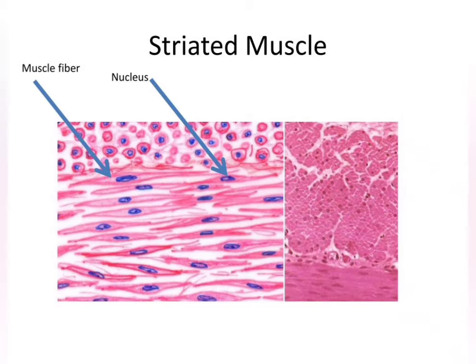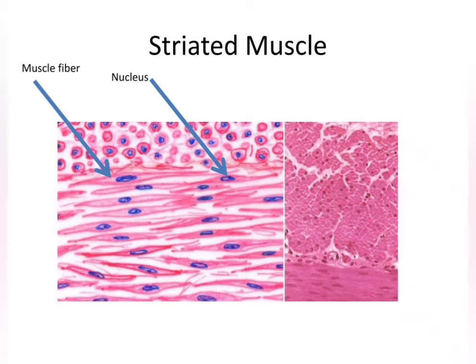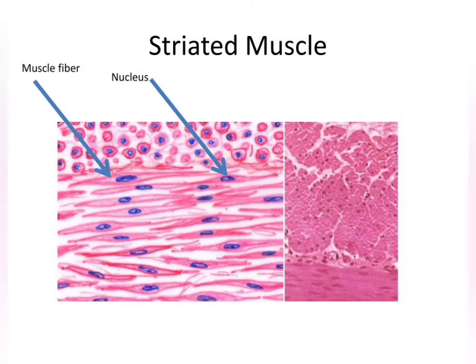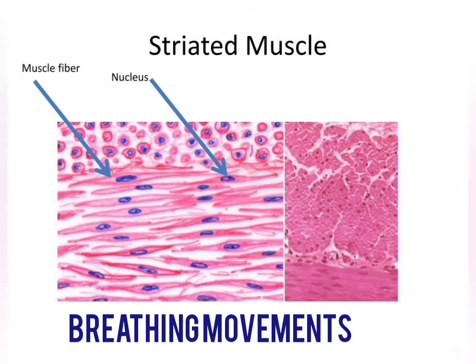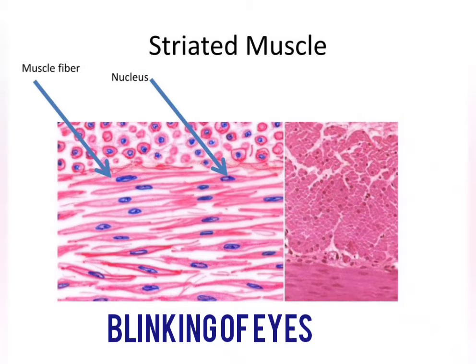Striated muscles attached to bones form lever systems for the body movements, including locomotion, food gathering, food breaking, mastication and swallowing under control by striated muscles. The movements of breathing are due to the activity of striped muscles. The muscles control blinking of eyes too.